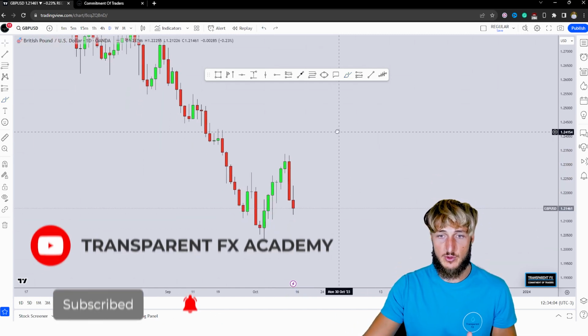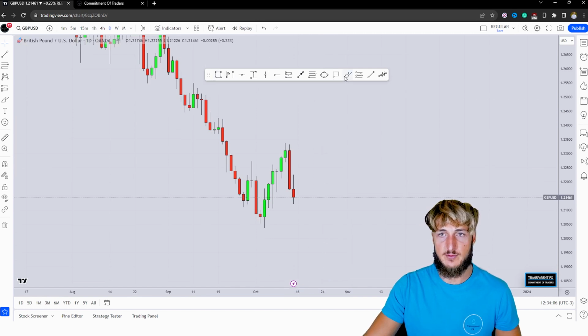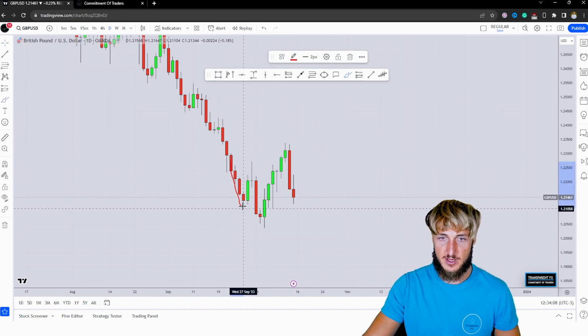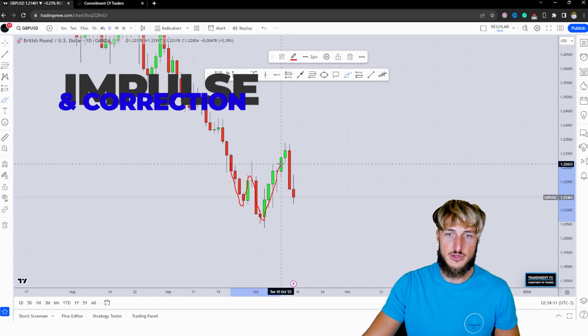However, what we can notice is that from a daily perspective, we already had a first manipulation. We had here the impulse correction, lower low, rejection higher.